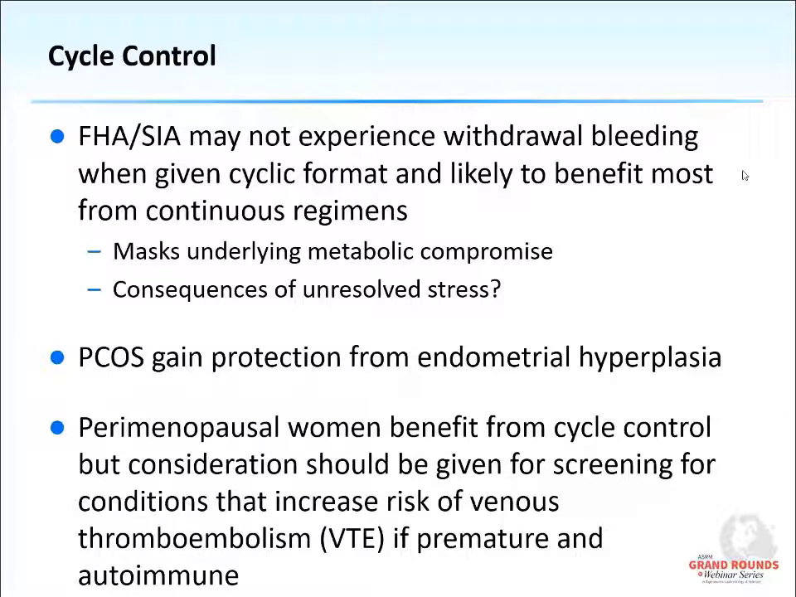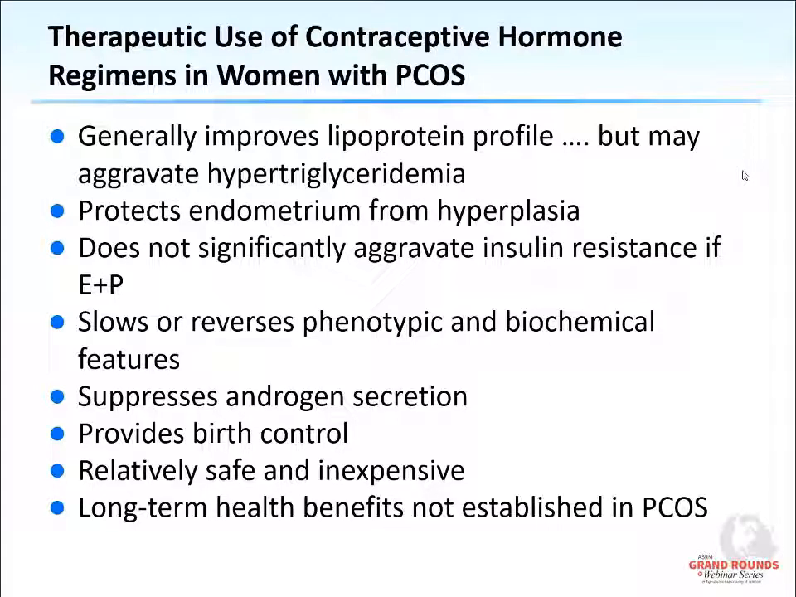And you can use birth control pills and other hormones for perimenopausal women, but you need to be mindful of screening for conditions. If they have underlying autoimmunity or so forth, you might need to reflect on which hormones would be safest in this category. And if they need birth control versus cycle control, then there's a range of hormone interventions that need to be thought about. So generally, hormonal contraception is safe for women with PCOS.